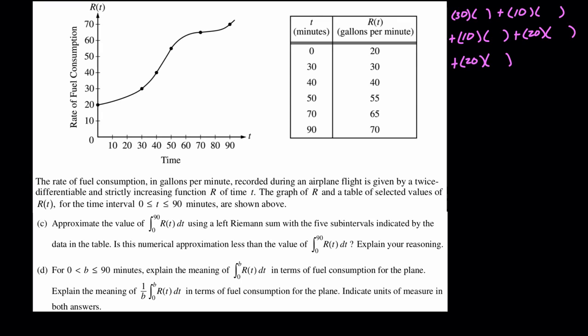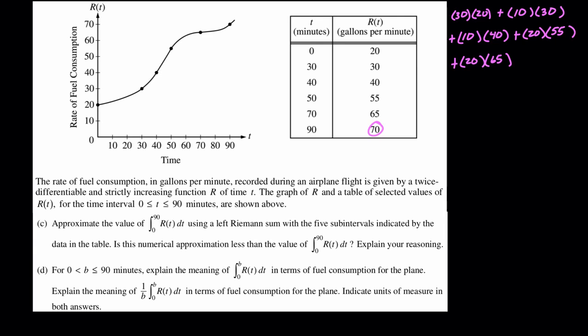Now for a left Riemann, we're using the left side to determine the height of each rectangle. So the first rectangle will be determined by 20. The next one is by the y value of 30. And then 40, 55, and 65. The 70 is going to be left off on this. All right, and I'm not going to do the arithmetic, but you could add all these things up and that would give you the area.